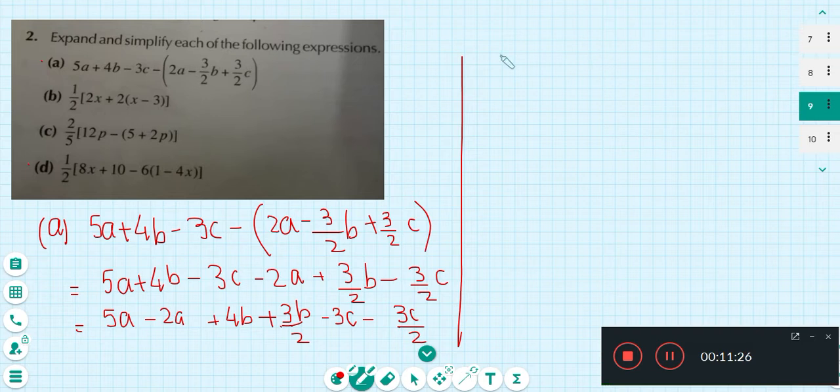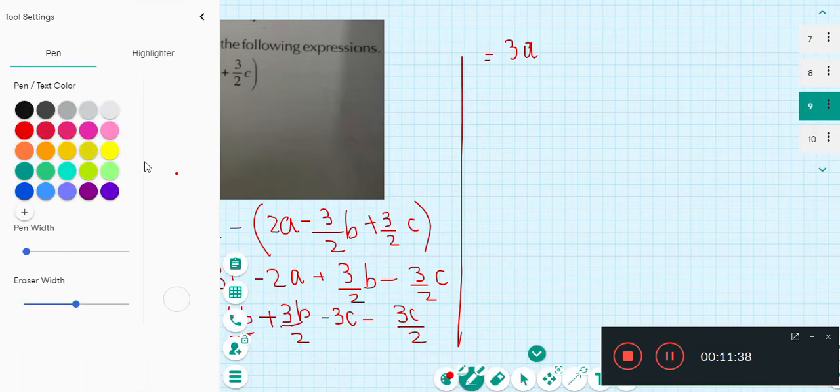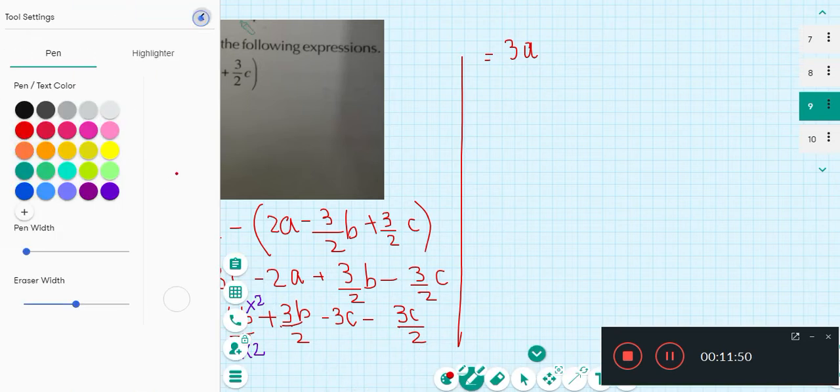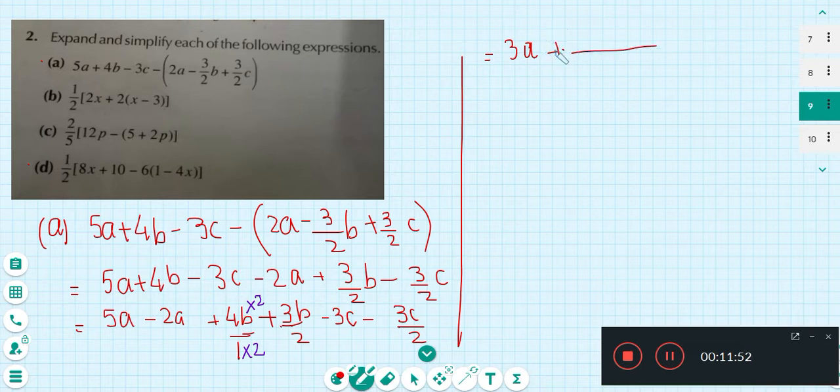5a minus 2a gives you 3a, whereas these terms are fractions like 4b over 1, and LCM of 1 and 2 is 2, so I will multiply 1 by 2 and the same number multiply by the numerator. So I get LCM is 2, 4b into 2 gives you 8b plus 3b.